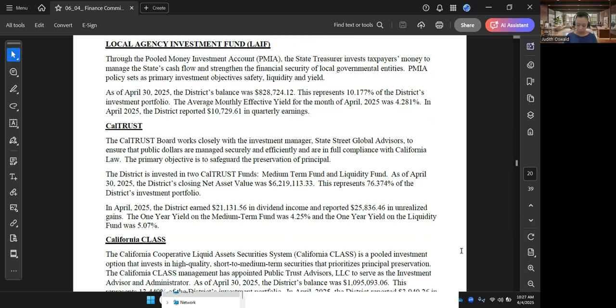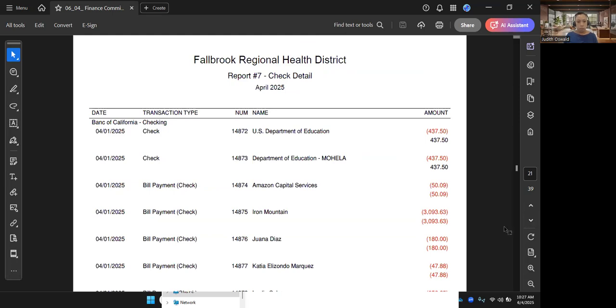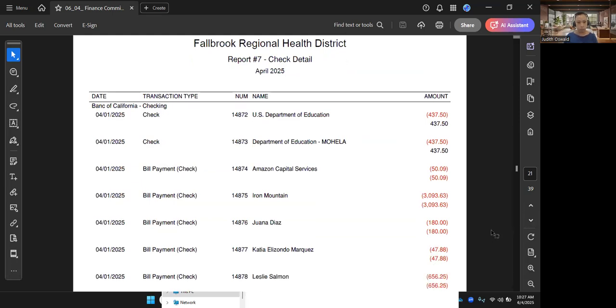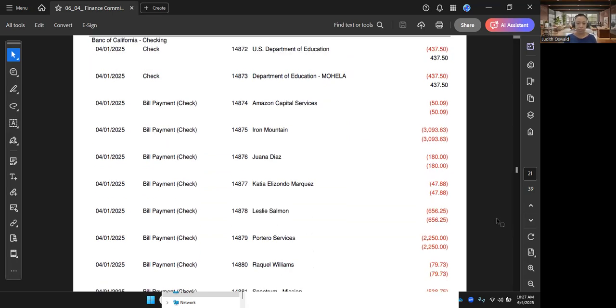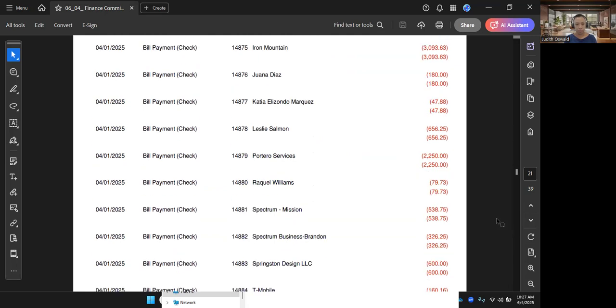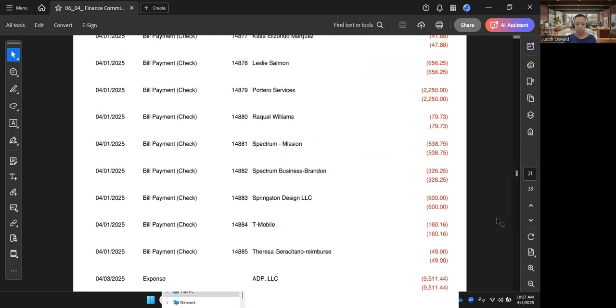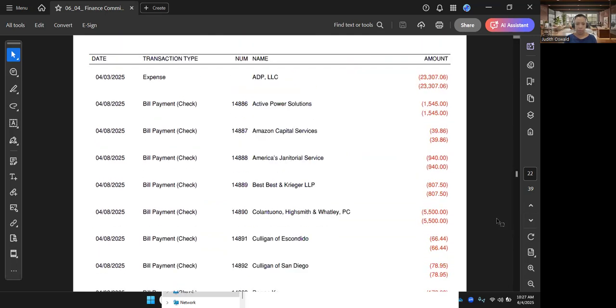Okay. So unless anyone wants specifics on the compliance and investment reports, I'll skip that and jump us to report 7. Which you'll find on page 16, which is our check detail report. And again, that is one of our transparency reports. You'll see each check that we've written, so that it's easy to identify where monies have gone.